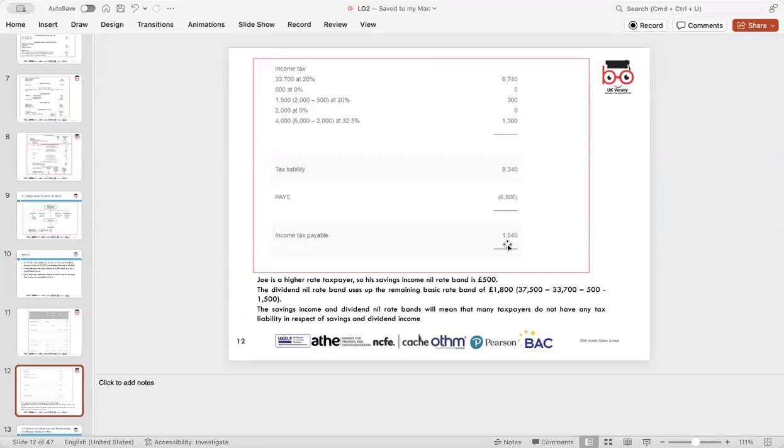bands. Savings income nil rate band is 500 pounds, and his dividend nil rate band uses up the remaining basic rate band of 1,800 pounds. So therefore, the bands ensure that many taxpayers like Joe do not have any tax liability on their savings and dividend income.